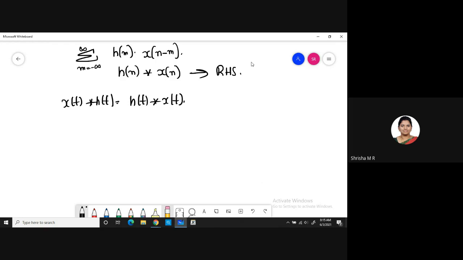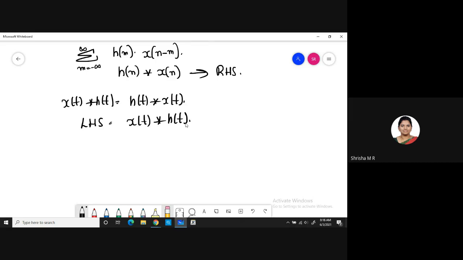So we'll try to prove this. We'll do it similarly to the convolution sum. We'll take LHS and try to prove the RHS. So what is LHS? It is x of t convolved with h of t. So commutative property states that x of t convolved with h of t is equal to h of t convolved with x of t. I am taking LHS and trying to prove the RHS.